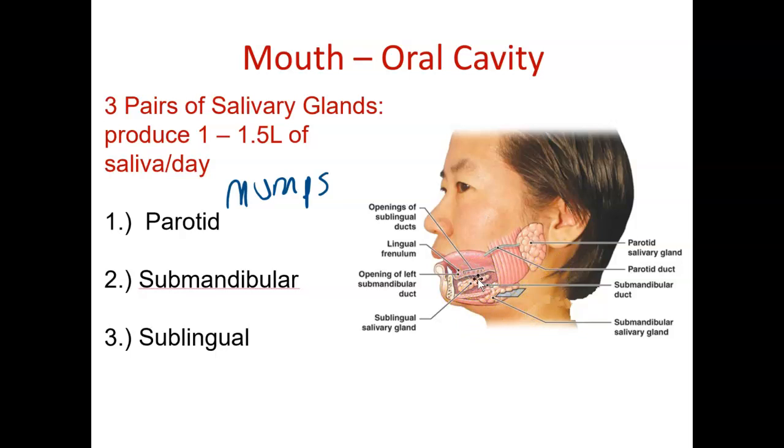Now remember, these are exocrine glands. So they're going to have a duct, right? They're going to secrete through a little duct. And in fact, the submandibular ducts, you can see them. They're on either side of your lingual frenulum.